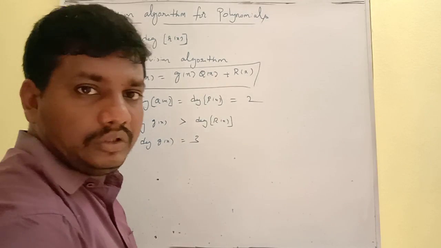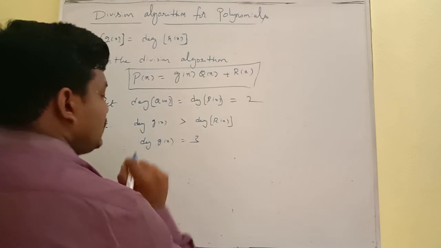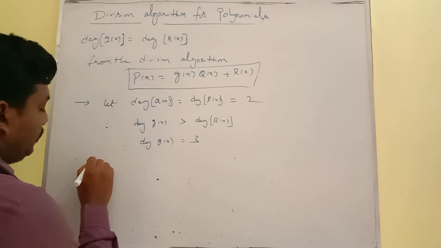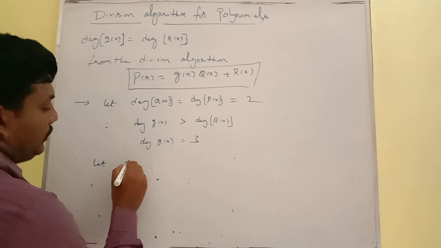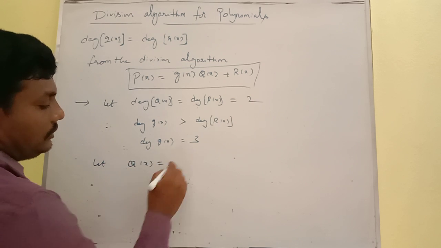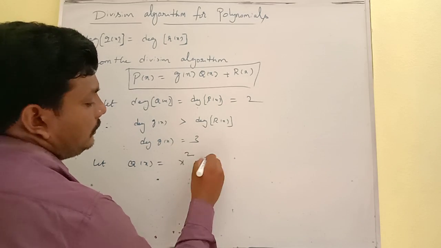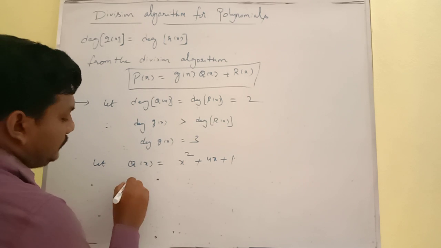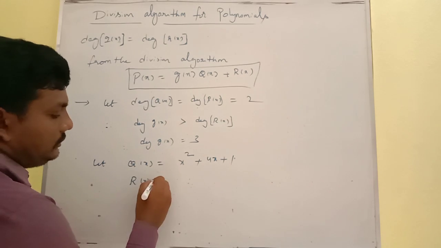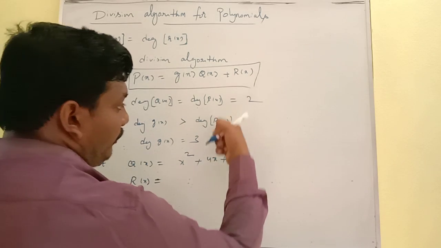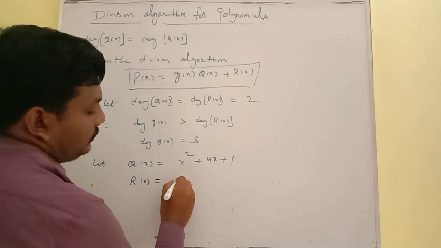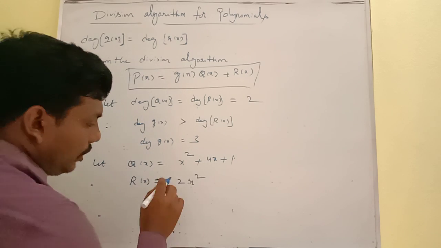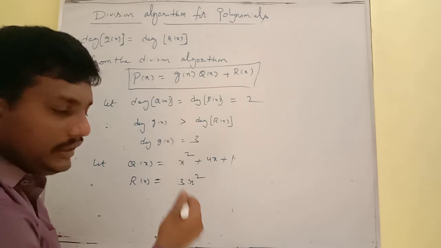Okay, so now the degree of g of x is 3, and the degree of this one I have taken. So therefore let the polynomials be, let q of x is equal to x square plus 4x plus 1. I am going to consider this one. Now what about r of x? R of x, we have to consider the same degree, 2 degree. I have taken 2x square, that degree is also 2. Or you can take 3x square, no problem, 3x square, degree is 2.